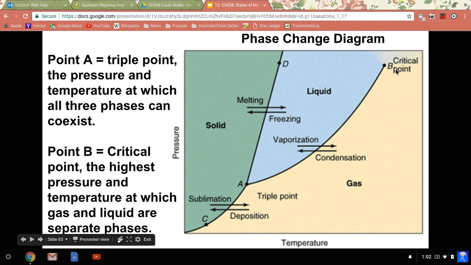And then another special point on this graph is up here. The critical point is the highest pressure and temperature where you can tell the difference between the gas phase and the liquid phase. So this is the highest temperature and pressure you can get to, where you can still tell the difference between those. Once you get higher on either end, past this point, you can't really tell.